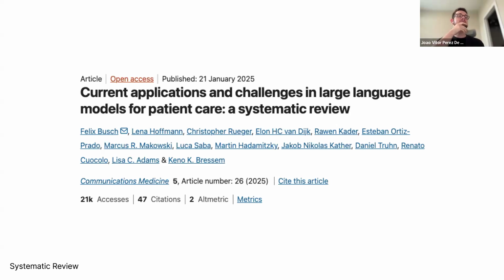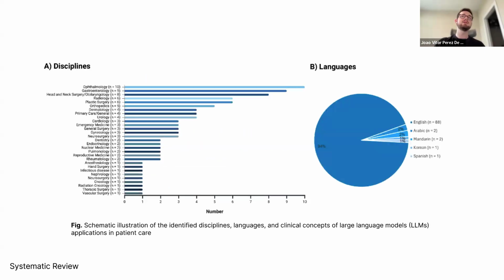I found this paper. This is a systematic review published early this year. It's on current applications and challenges in large language models for patient care. And they go over a few of the attempts, the applications that are being done. Just to show an example from the final papers that they included in their review, here on the y-axis we have the field of medicine where this has been used. In their research, the field using LLMs the most is ophthalmology, followed by gastroenterology, then head and neck surgery, etc.